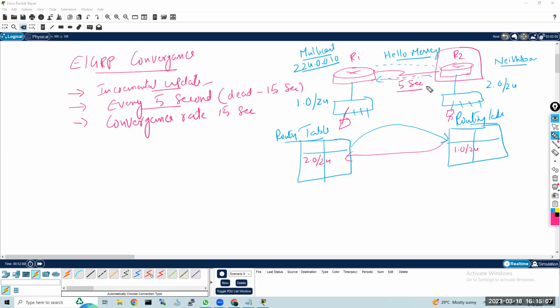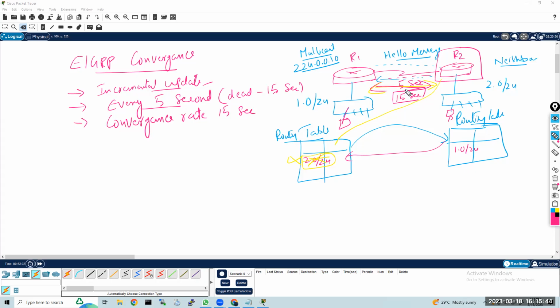This is the interview question, guys. Most of the companies ask it. So the maximum dead time is 15 seconds. Within 15 seconds, if this guy has not replied, router 2, what is he going to do? He will remove this entry from his routing table, the update which he has issued. Then there is no communication between these two.